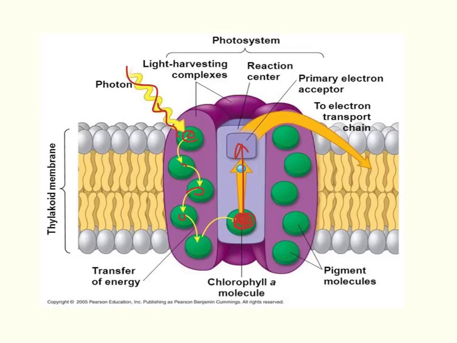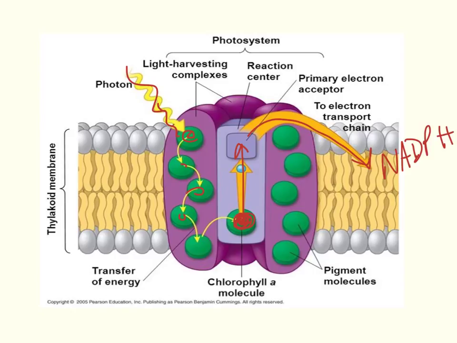Stage 3 is electron transport. The electron is then passed through an electron transport chain to generate a proton gradient. The final electron acceptor in this electron transport chain is NADPH.